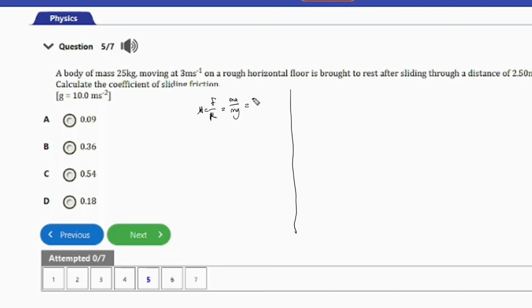So the mass of this is actually 25 kilograms here, but then we don't have the linear acceleration, yet we have the acceleration due to gravity. So in that case, we are going to have that mu, which is the coefficient of friction, is equal to ma over mg. So ma is equal to 25a, where mg is 25 times 10, that's 250. So in that case, mu is equal to 25a over 250.